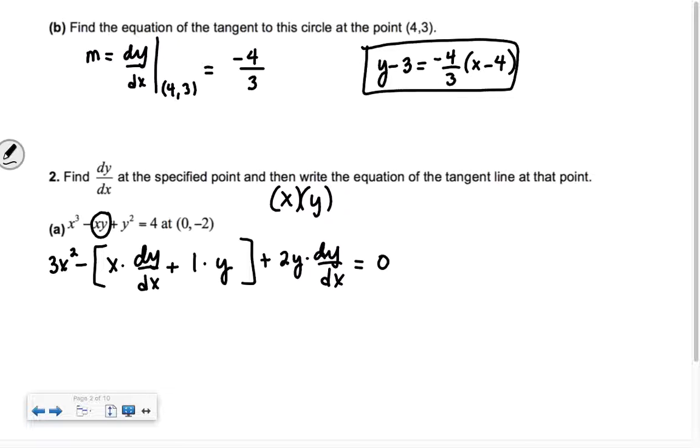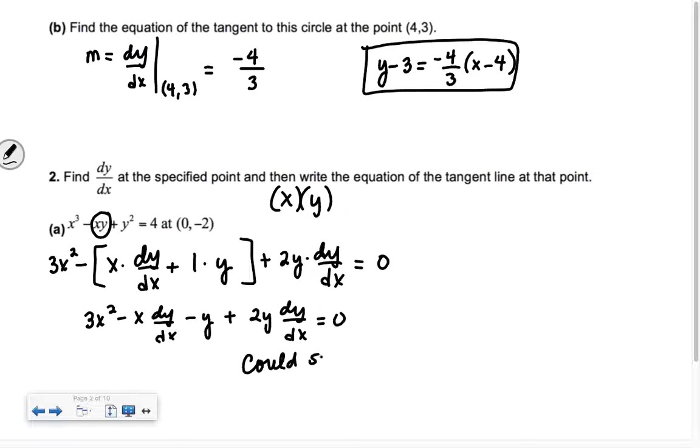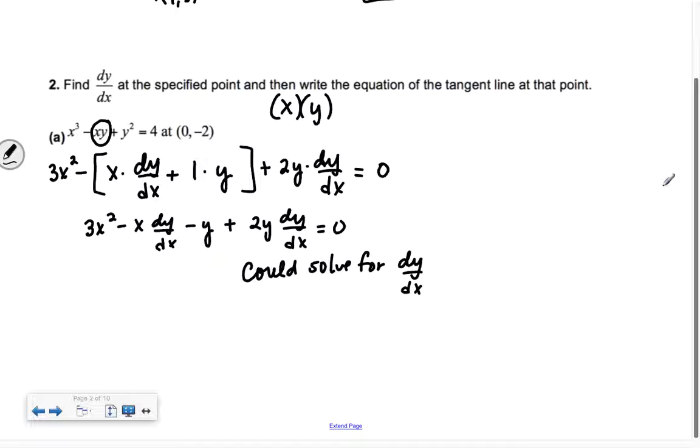You can simplify it a little bit if you want by distributing that negative in. So we get 3x squared minus x dy over dx, minus y if I distribute the negative, plus 2y dy over dx. And you could solve for dy over dx. You can get the dy over dx by itself. I'll show you how to do that, and then I'll talk about how we don't have to do that.